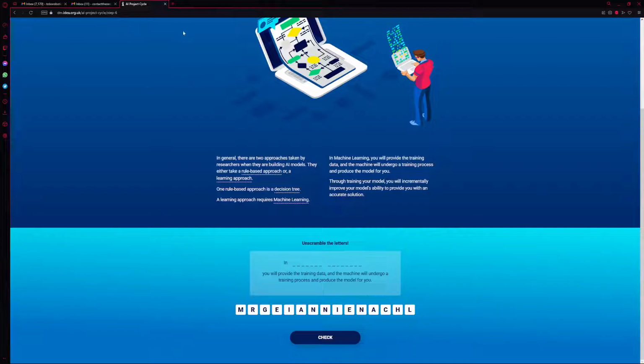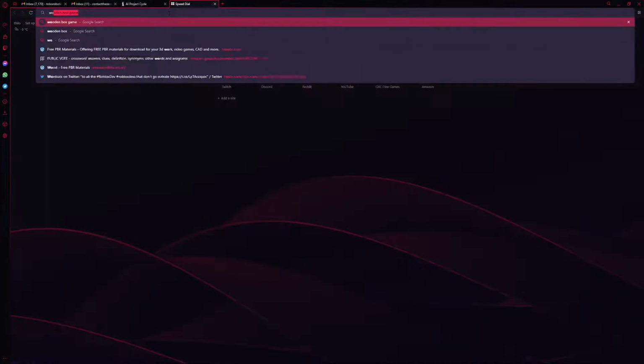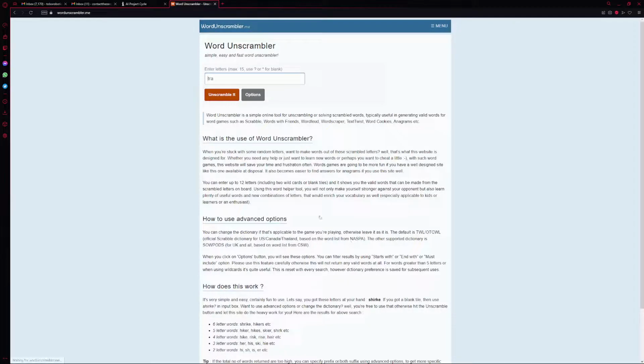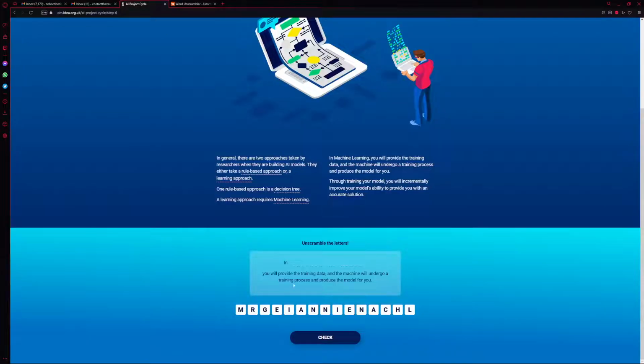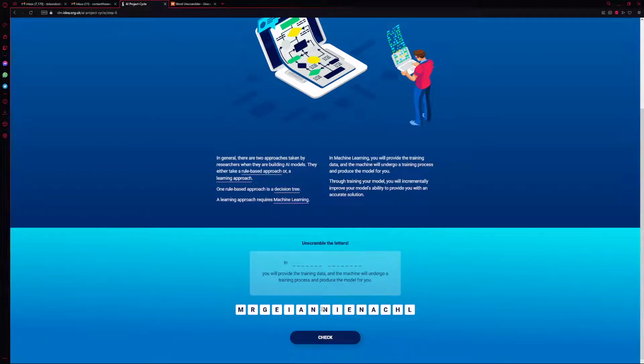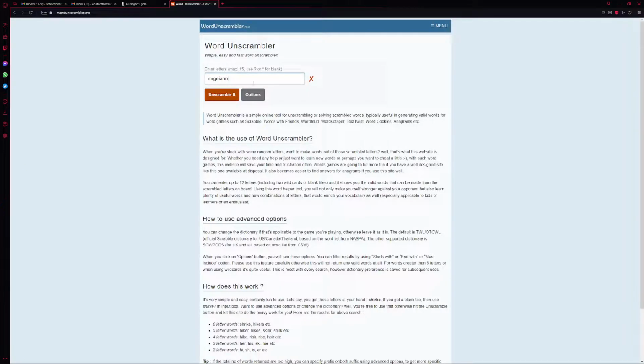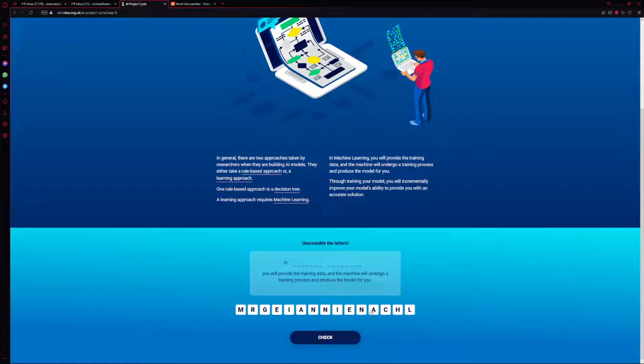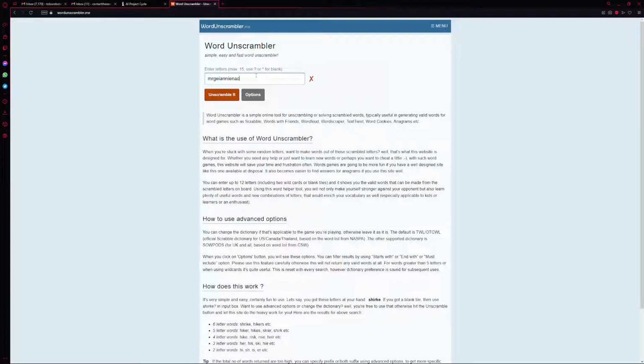What we're going to do is go ahead and look up a word unscrambler, and then we can just type our letters in here. So MRGE, IANN, IEN, ACHL. Unscramble.